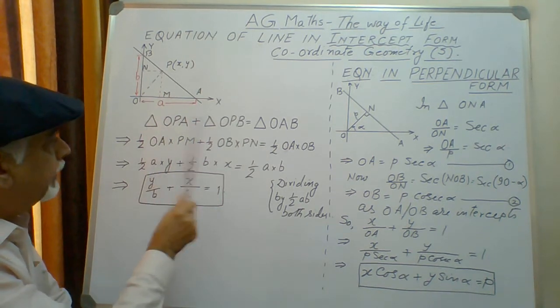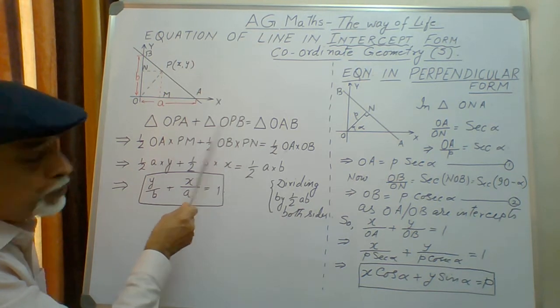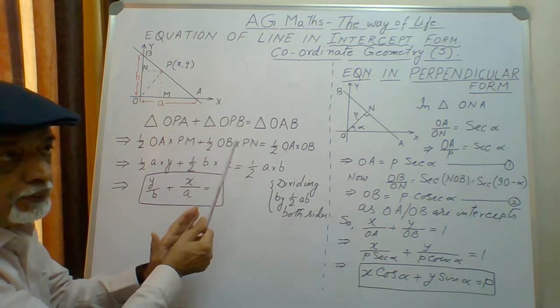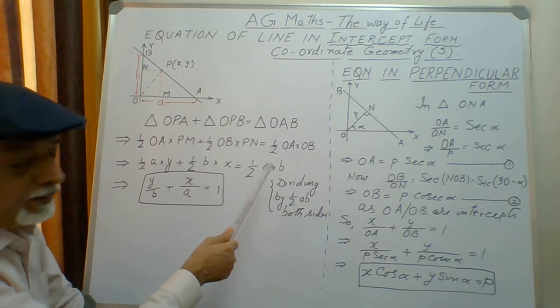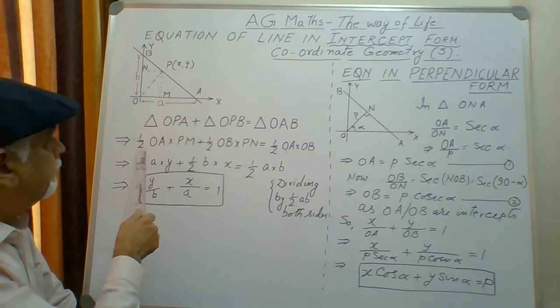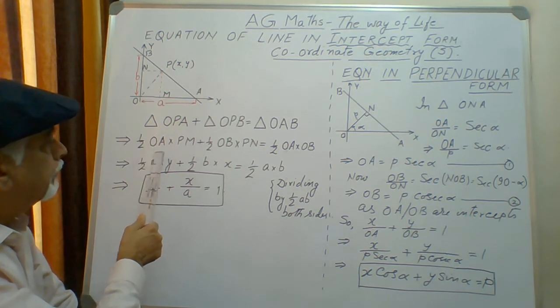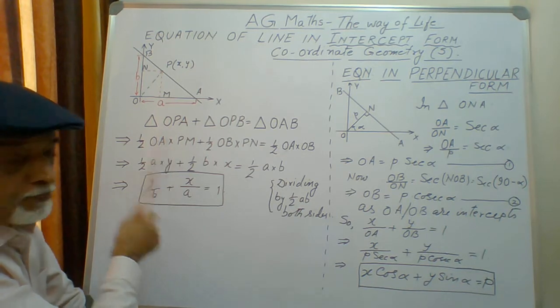Now, these triangle areas are compared. The left side, the sum of the two small triangle areas, must be equal to the right side, the big triangle area. We also know that the area of a triangle, if it is a right angle triangle, will be half into base into perpendicular.